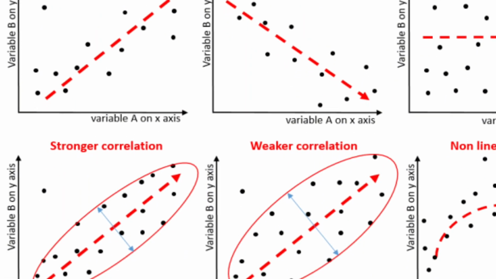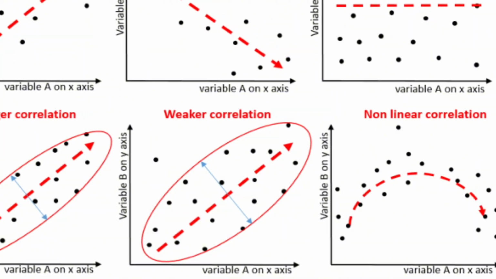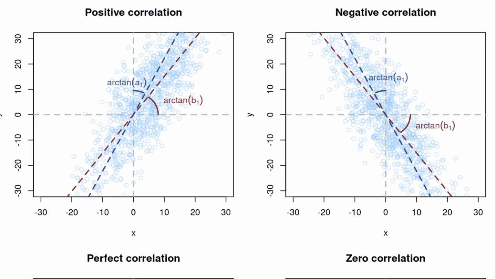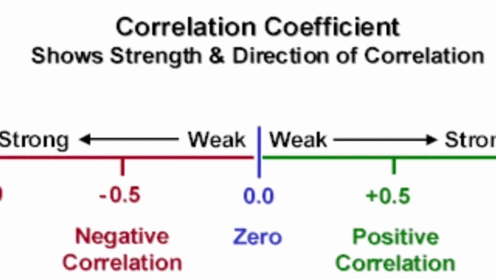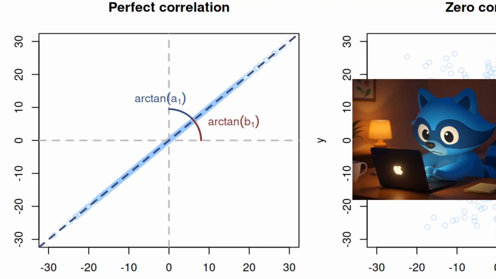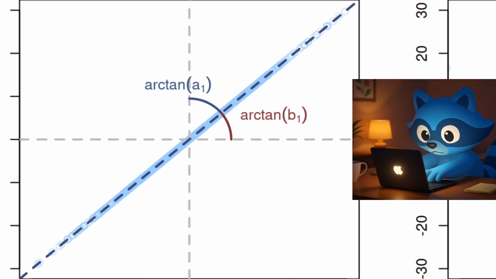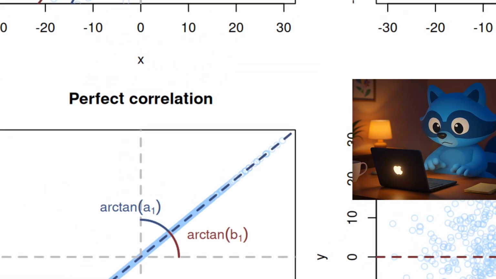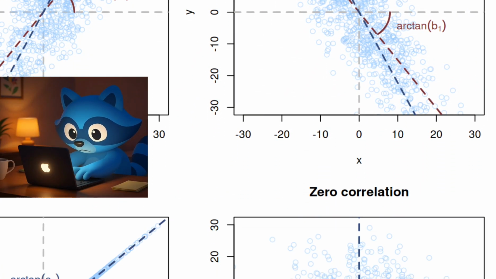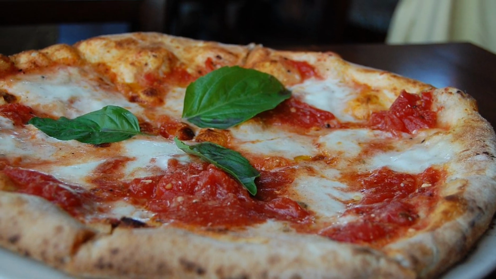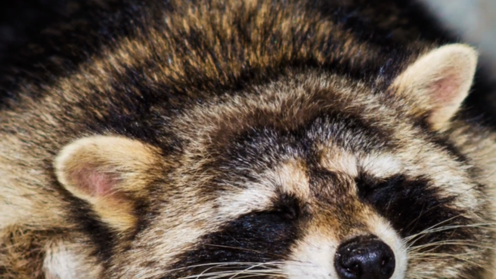The correlation is like a normalized version of covariance. It takes into account how much each dataset varies and turns the result into a number between -1 and +1. If correlation equals +1, they move perfectly together. If it's -1, they move in opposite directions. And if it's 0, they're totally unrelated, like pizza and raccoon sleep schedule.